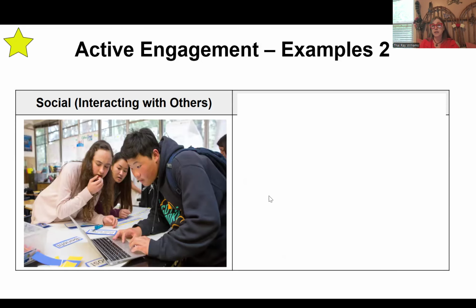And that could be something like this. And these are three students who are working together on a science project, and they're talking about the benefits of something.